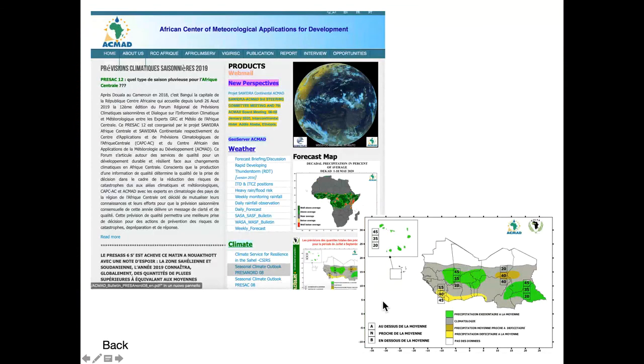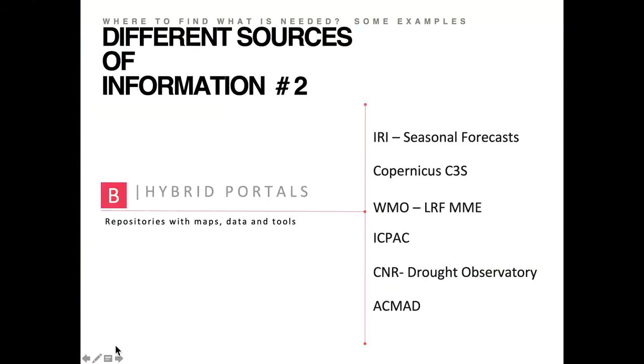Another really interesting place for information is from the ACMAD, the African Center for Meteorological Application for Development, which covers the wide region of Sahel with a focus on the western parts of Africa. Here, a large number of specific information on weather and the systems, the climatic mechanisms that are acting on this part of the globe.